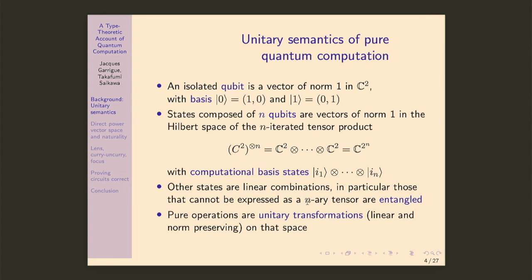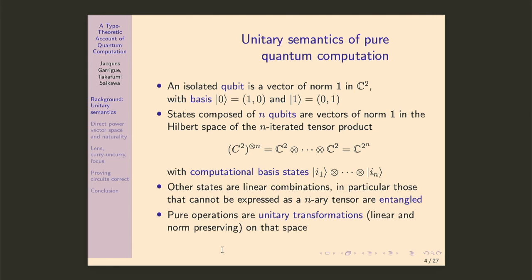And we can, of course, obtain the other states as linear combinations, which must still be of norm 1. The idea is that those states that cannot be expressed as an n-ary tensor, that is, just a product of specific states, not necessarily basis states for the individual ones, are entangled, and they express the particular power of quantum computation: the fact that two qubits can be entangled and have a non-trivial state. Then computation works as follows: pure operations are unitary transformations, which are linear, norm-preserving transformations on that space, which is called a Hilbert space.